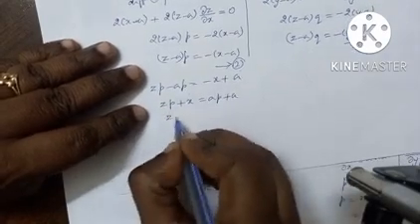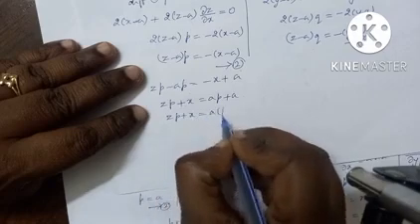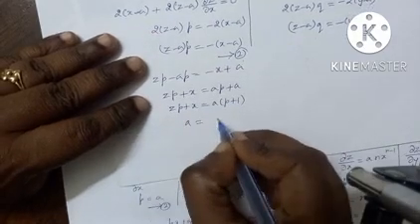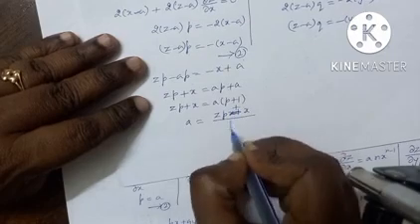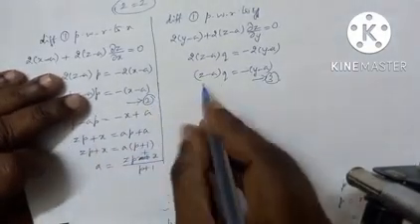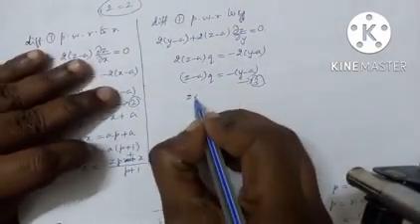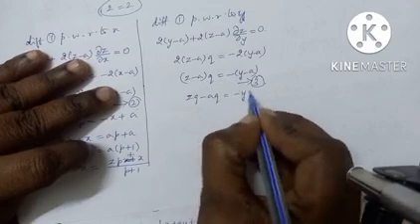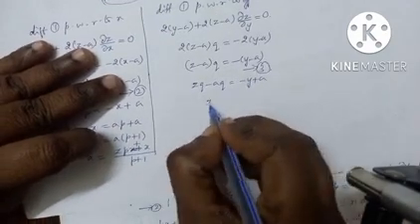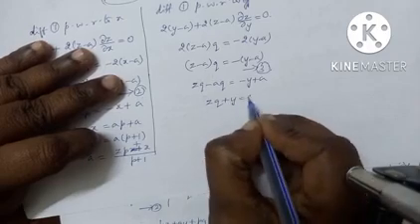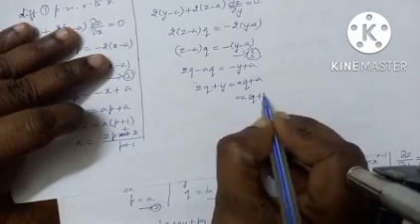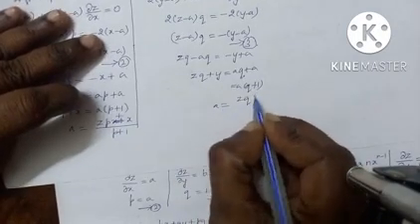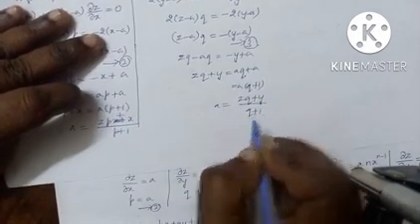Taking p plus 1 common, a is equal to zp plus x divided by p plus 1. Similarly here also we find a. zq minus aq equal to minus y plus a. Get all other terms one side and a terms other side. Take a common. Hence a is equal to zq plus y by q plus 1.